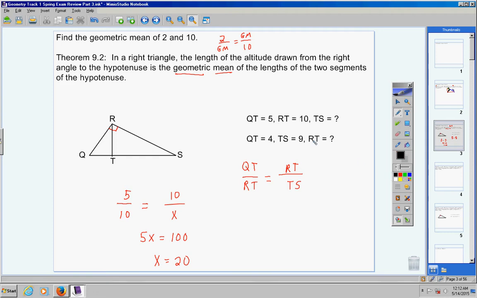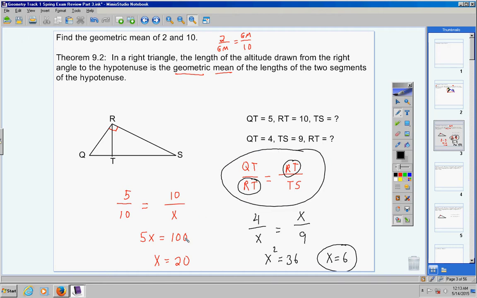Okay, let's solve this problem right here. So QT is 4. Here's QT, so I'll put a 4. TS is 9. Well, TS is right here, so I'll put a 9. Now we're solving for RT. Well, since this is RT and this is RT, I can put X for both of them. They're the same segment. So put an X here and an X here. And now solve for RT. X times X is X squared. 9 times 4 is 36. Take the square root of both sides. X equals 6. Look at that. When you get this formula written, it's a lot easier. Okay? Alright, let's move on to another thought.